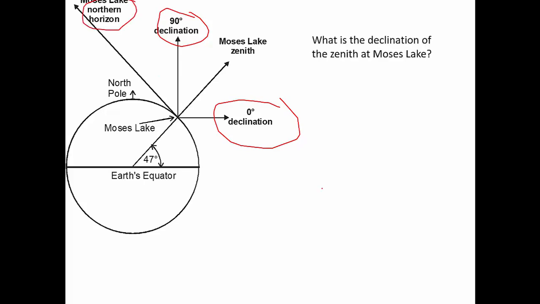Here we are at 47 degrees north latitude, 0 degrees declination here, 90 degrees declination up there. Our zenith is up in that direction. Our northern horizon is over here. What's the declination of our zenith? Well, I did that for you a little bit earlier. This angle down here is 47 degrees. This angle here is also 47 degrees. Sloppy handwriting with a mouse, but that's okay. And that makes our zenith up there 47 degrees above the North Celestial Pole.